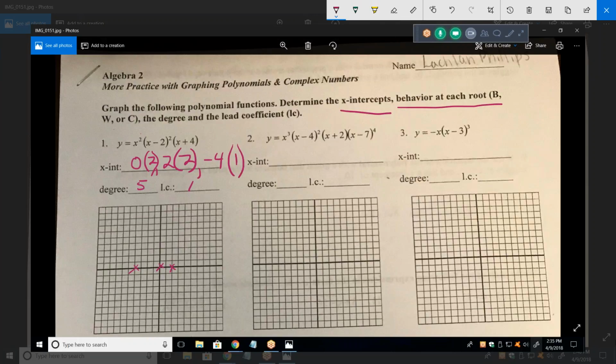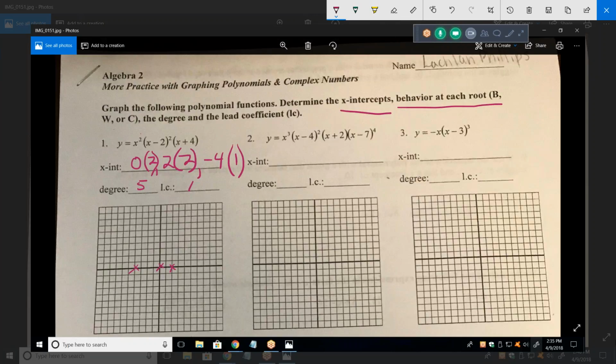So that tells me that at minus 4, it's going through the axis. At 0, it's bouncing off the axis. And at 2, it's bouncing off the axis. You understand why? When you have an odd multiplicity, it goes through the axis. When you have an even multiplicity, it bounces off. So the only thing we have to determine is one thing.